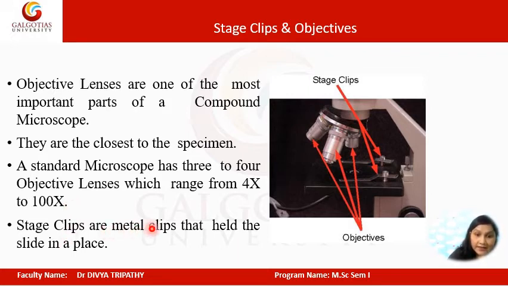And the stage clips are the metal clips that hold the slide in place. Okay, you can recall when you used the compound microscope, you put your specimen or the object on the slide and then place the slide over here, and in order to fix the slide over the stage, you use these clips. This is just to hold the slide so that the slide will not move from its place. Okay, so these are the stage clips and these are the objective lenses.